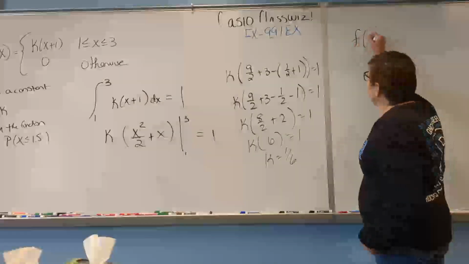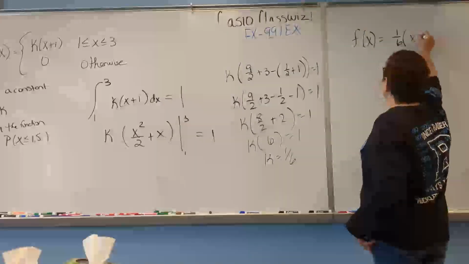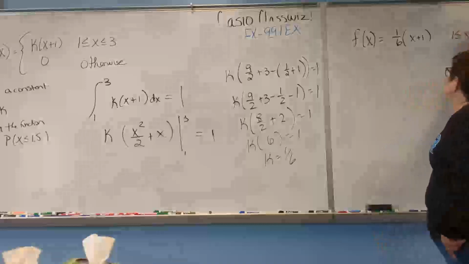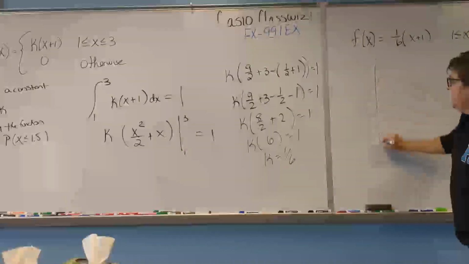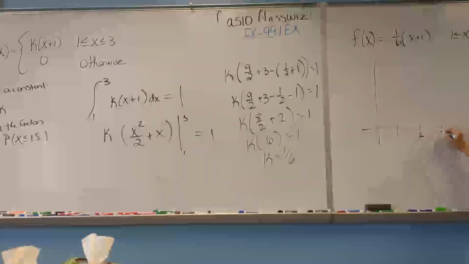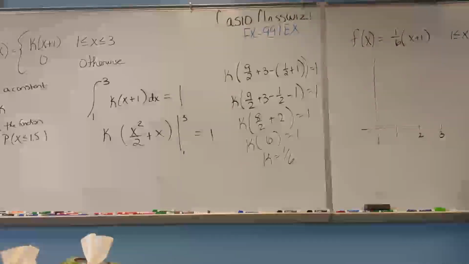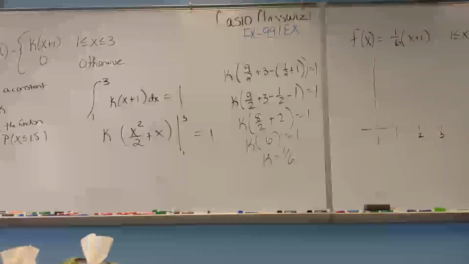So do you agree, we just found the K of the whole thing, so 1/6 times x plus 1 between 1 and 3. So could you draw this between 1 and 3? How do we go about drawing it between 1 and 3? x equals 1, x equals 2, and x equals 3. Yeah, let's do one on this.